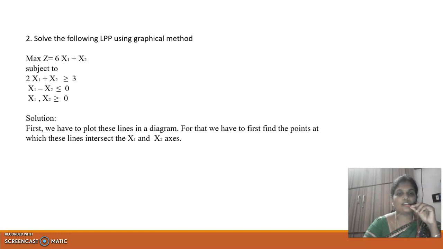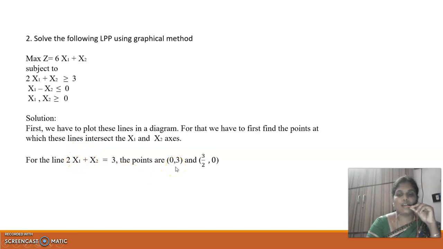First we have to plot these lines in a diagram. For that we have to first find the points where the lines intersect the x1 and x2 axes. For the constraints, whatever the inequalities are, you have to consider them as equations and find out the points. See the first constraint, 2x1 plus x2 equal to 3. And how to find these points? By putting x1 equal to 0, the value of x2 will be 3. And if you put x2 equal to 0, the value of x1 will be 3 by 2.